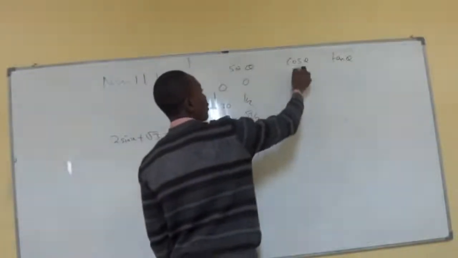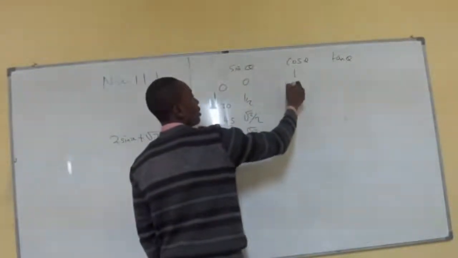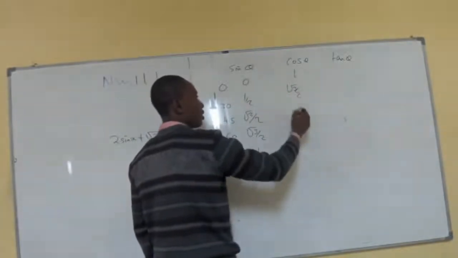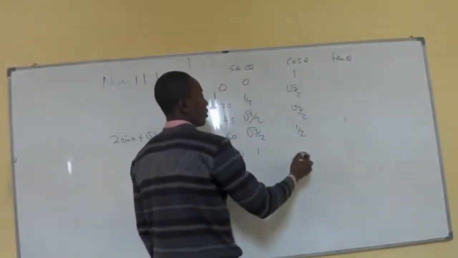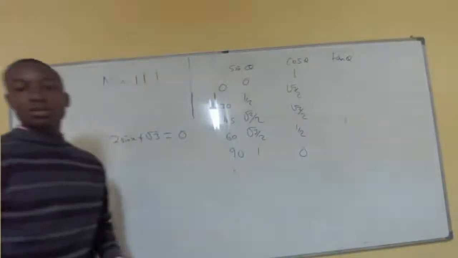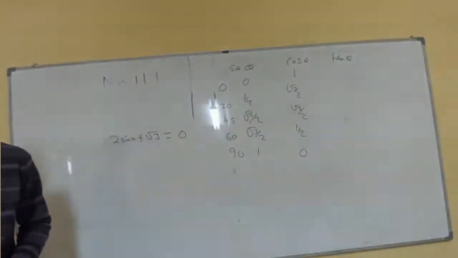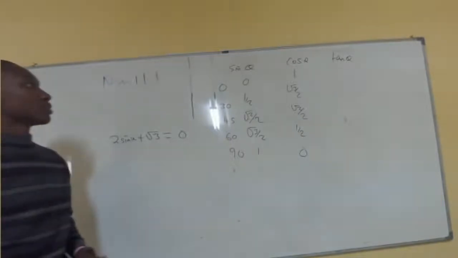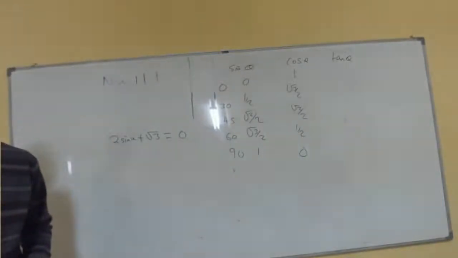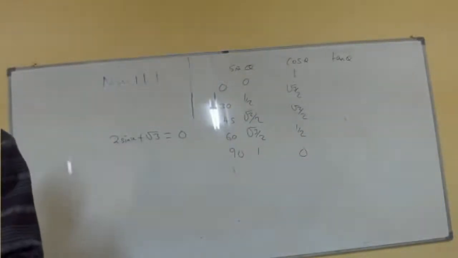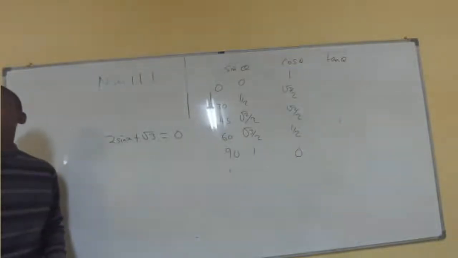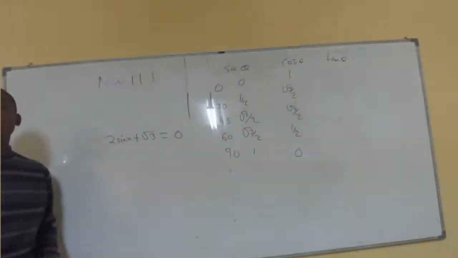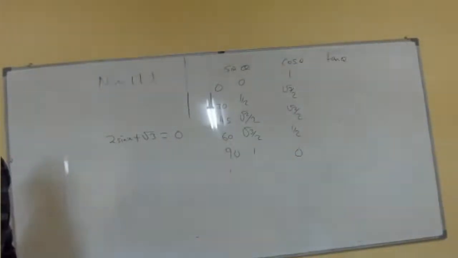For cos, we start from 1, then root 3 over 2, root 2 over 2, 1 over 2, then 0. It's very important that you know those by heart. So that is basically what we have at the end of it all.